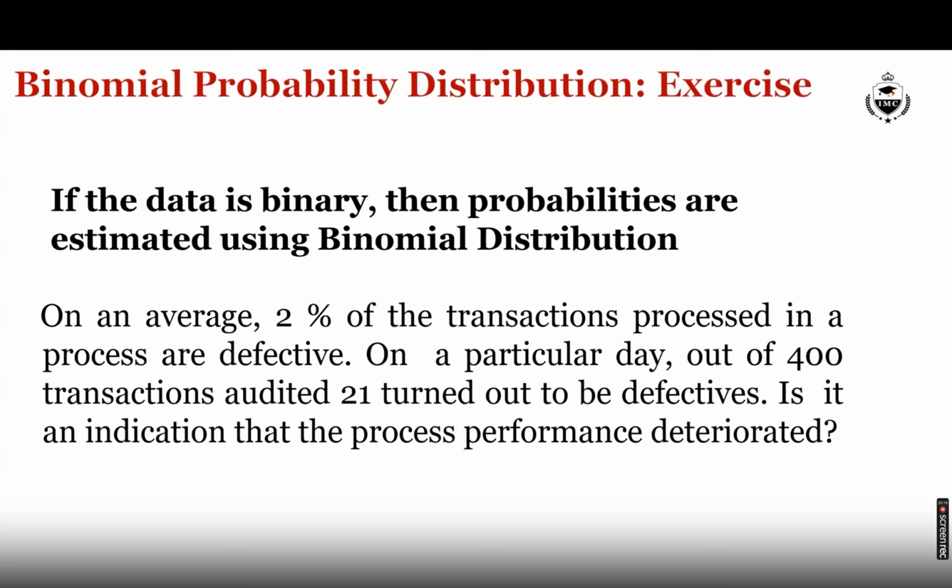Whenever our data is binary data, discrete binary, because over here the case study is about defectives. On an average, 2% of the transactions processed are defective. On a particular day, out of 400 transactions audited, 21 turned out to be defectives. Is there a probability that the process performance deteriorated that day? That's what we have to find out. As it's a defective option, it's a binary option, we always will do a binomial probability distribution.